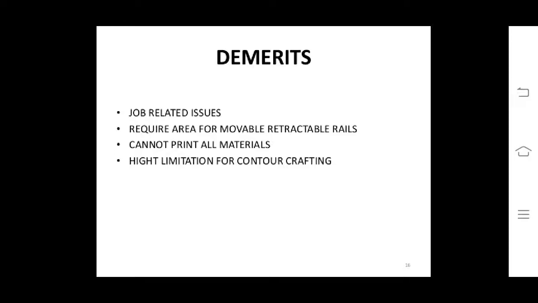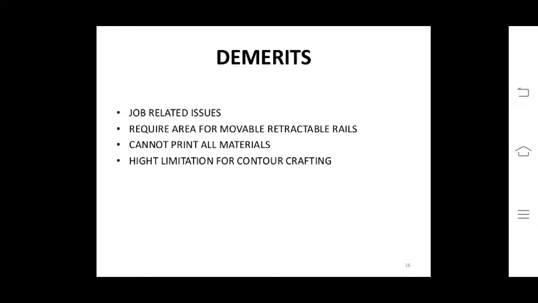Demerits or disadvantages. There are job related issues like material shortage and machinery problems. It requires area for movable retractable rails. It cannot print all materials. High limitations for contour crafting is the main issue of 3D printing.